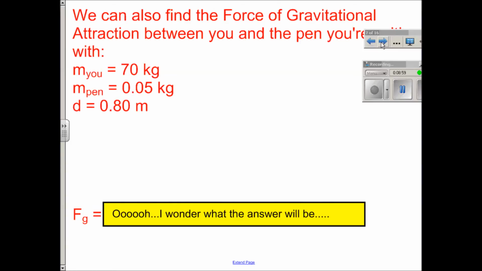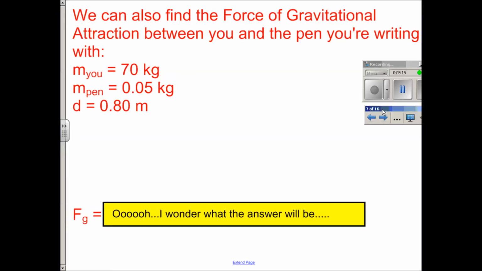So here's another example. It's almost the exact same thing, but I just want to point out that it works. You could find the force of gravitational attraction between you and the pen that you're writing with right now. Okay? So what you would do is you'd use the force of gravity equation.